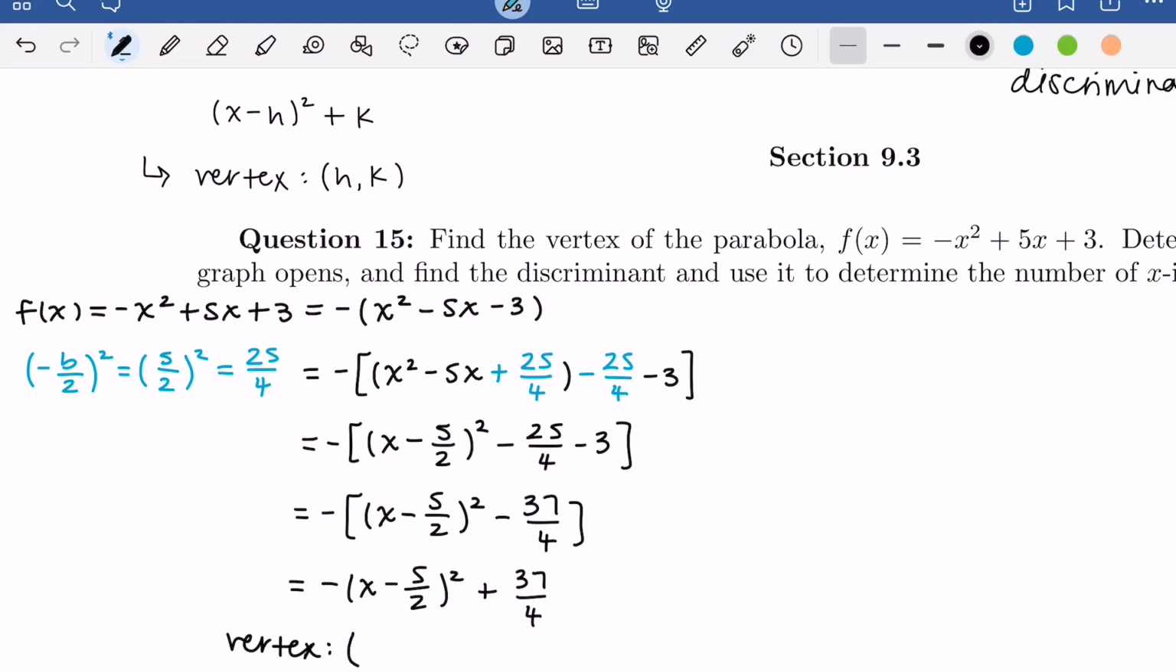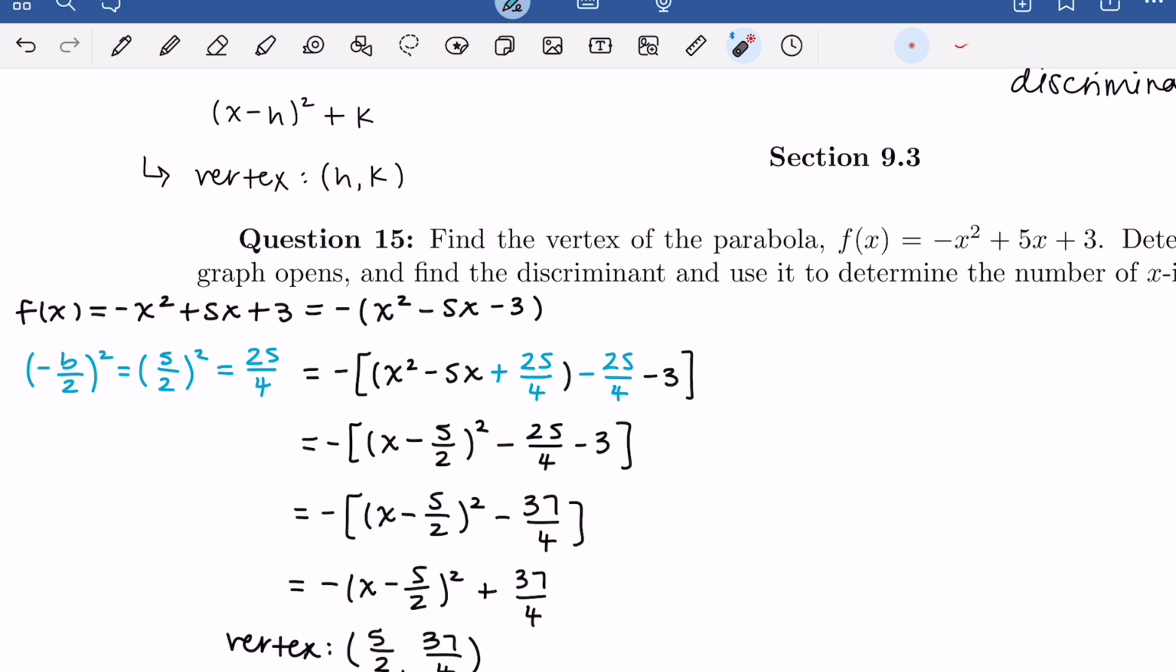So our first point for our vertex is going to be this h value here, so that would be 5 over 2. And then our second point is going to be k, which is going to give us 37 over 4. Now we have to be careful with the signs for our vertex, because notice in this form here, we already have that x minus h is in our formula. So if we have this minus sign here, that means h is going to be positive.